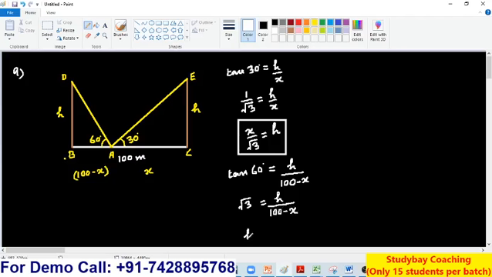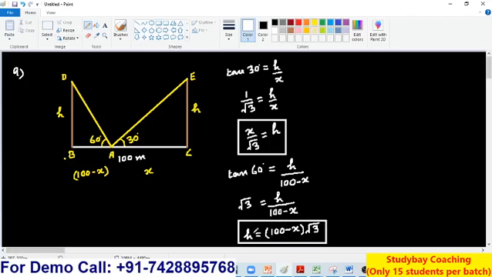And so this h equals 100 minus x times root 3. Alright, consider that this is the second equation. Fine.